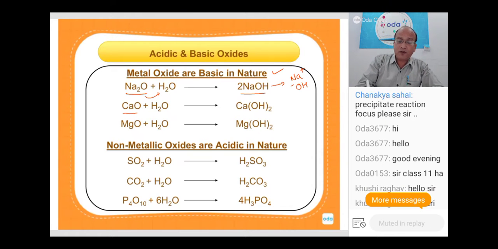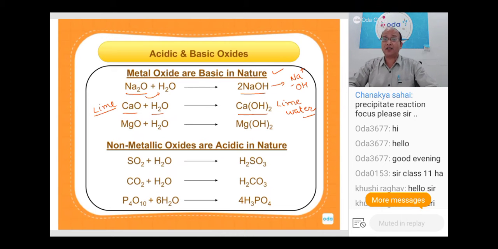Similarly, CaO, what is the common name for CaO, guys? CaO को कहते हैं अपन lime. ठीक है? CaO is known as lime. If you put lime in water, okay, it will form calcium hydroxide. This is called lime water. Okay, calcium hydroxide is known as lime water.